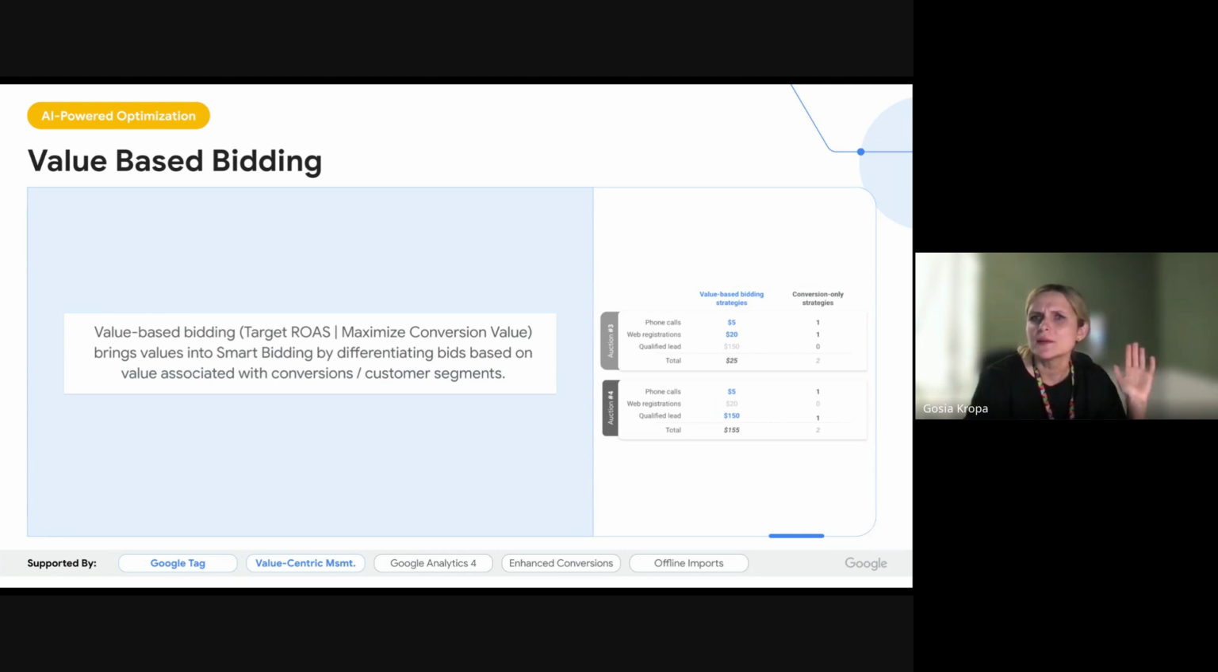So if you're thinking about traditional CPA, both purchases are treated equally, 1 and 1. But if you pass the basket value and not just the conversion signal, Google AI will start learning about what matters to your business, potentially customers like me who spend more.